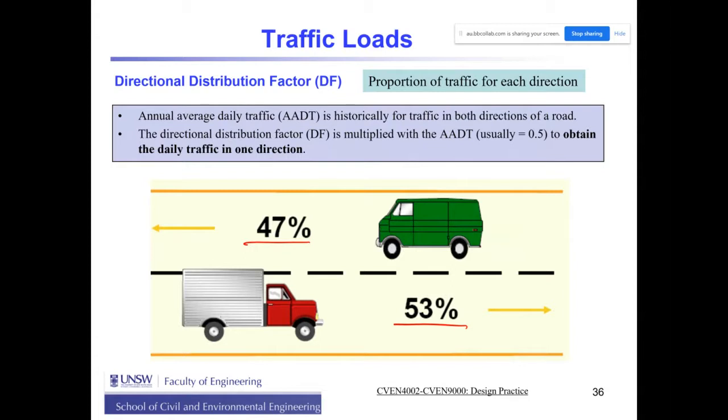If there are no survey results, for two-way roads, we can consider the presumptive value of 0.5, right? If that's a one-way road, then you need to consider the value of 1.